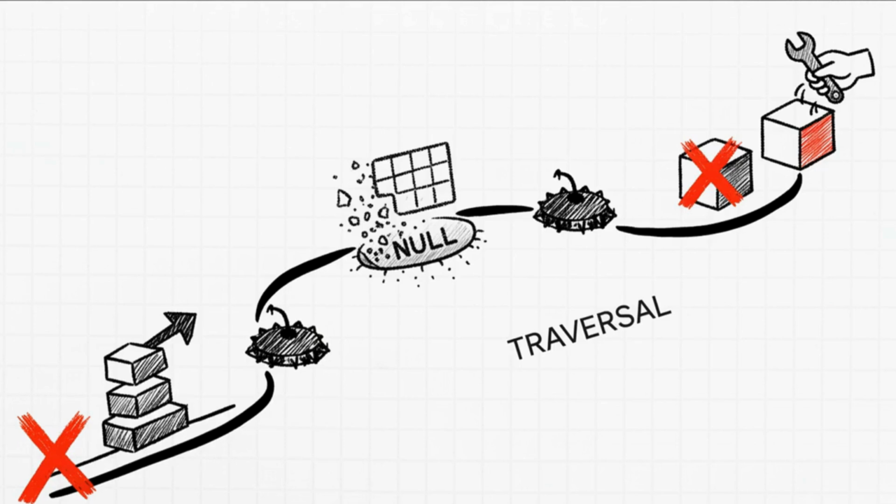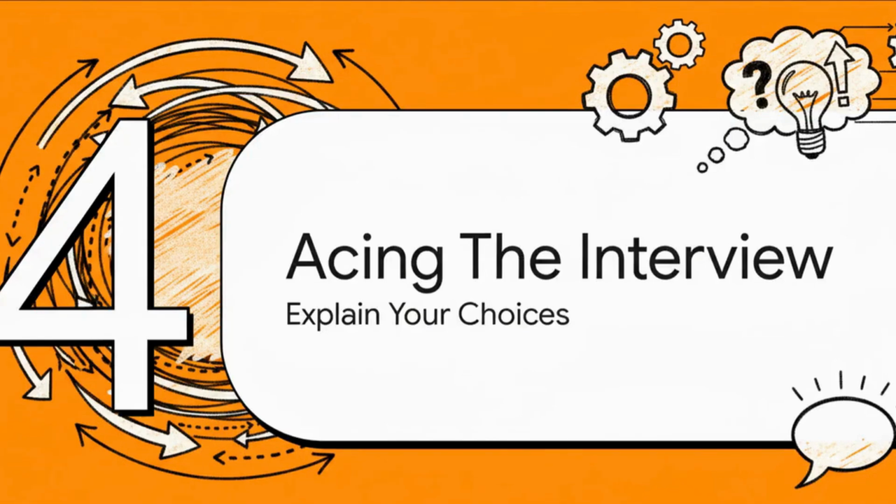And here's a subtle one. If you're using a for each loop with primitives like int, that loop variable is just a copy. Changing it does absolutely nothing to the original array. So let's tie all of this together.